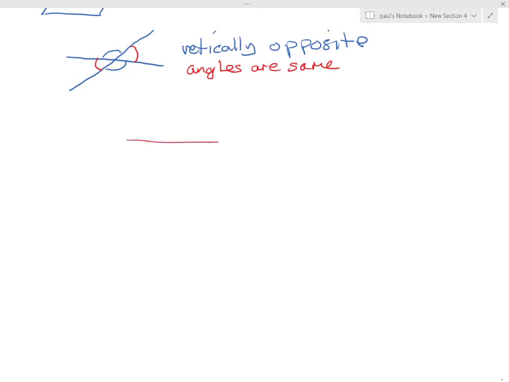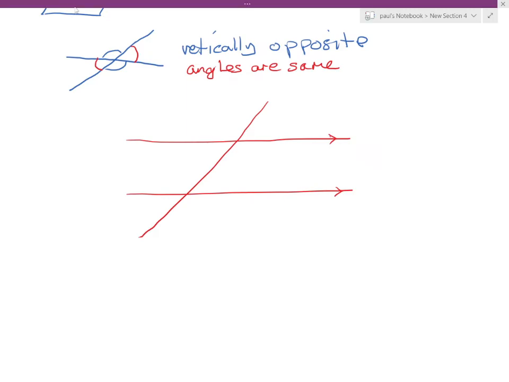Now, let's draw some parallel lines. So we've got a parallel line there, put a little arrow on there, there's another one, and you normally get a line that goes across it like that. Now, there's lots of things that happen within these parallel lines. You can get this angle is the same as this angle because it's in the same sort of position. So you've got a cross at the top and a cross at the bottom, so they're in the same place.